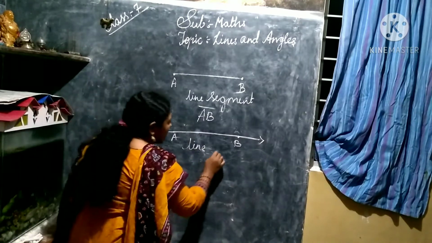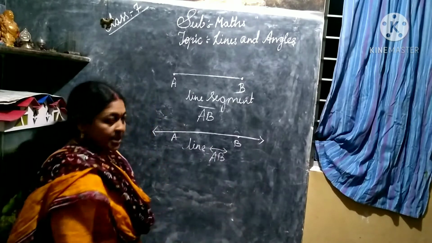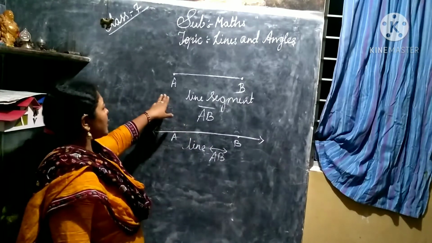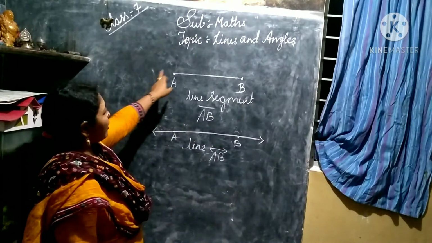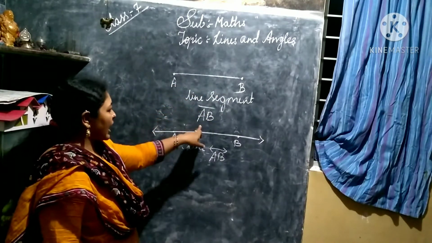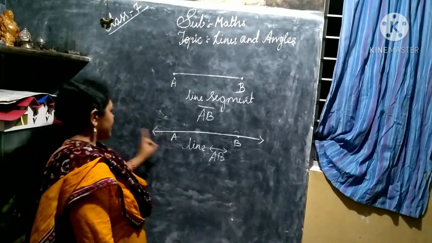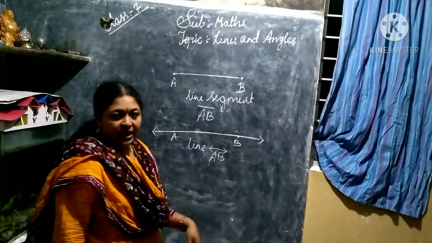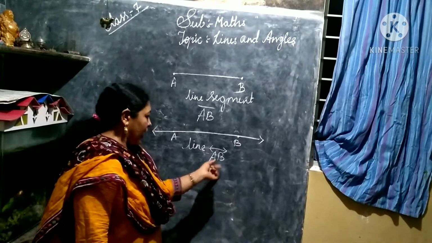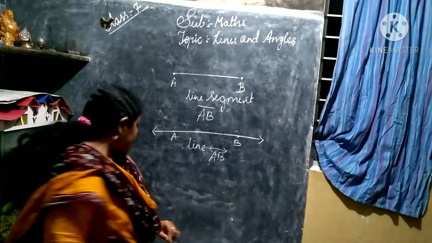How do you represent a line? We used to represent lines like this, isn't it? Hope you all remember this. A line between 2 points is called a line segment. We used to represent line segment by AB dash. And if you extend the line segment on both the sides, it becomes a line. And we represent line by AB with arrow on both the sides.